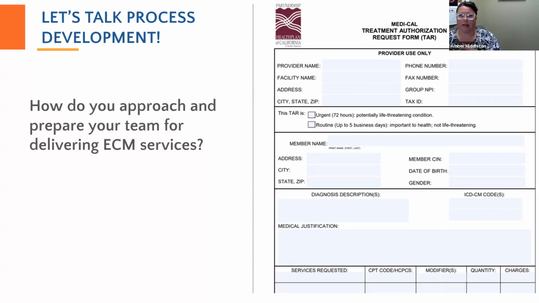So when you're approaching how to prepare your team for delivering ECM services, these are some things I like to walk through that I believe are universal. For one, what is your target population going to be?